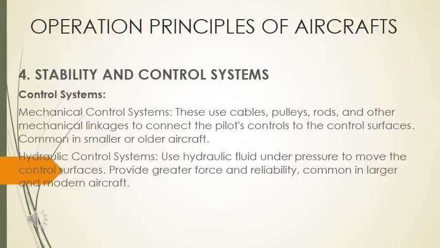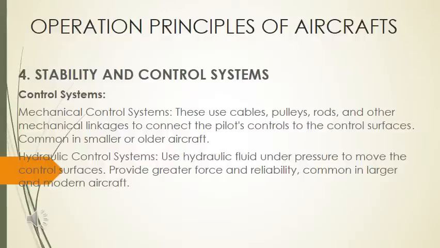So the first is the mechanical control systems. When we use cables, pulleys, or a collection of pulleys and rods or other mechanical linkages to connect the pilot controls, from the pilot seat, to the control surfaces, either the ailerons, the rudder, or the elevator, then we are said to be using mechanical control systems. This type of control system is common in smaller or older aircraft. Newer aircraft use something different.